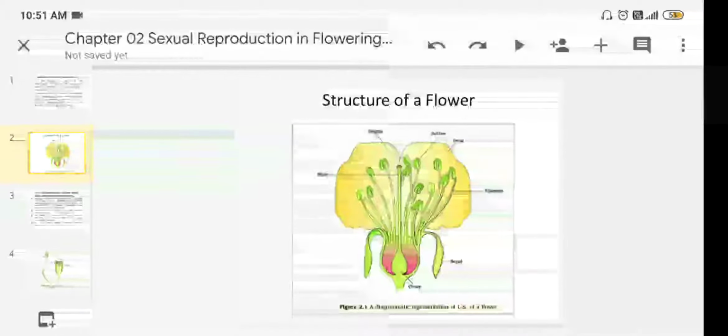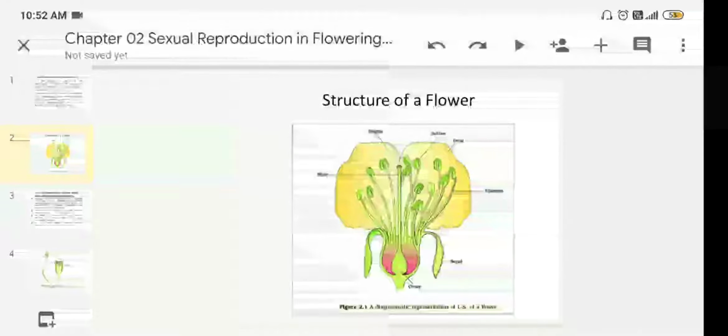There is a typical structure for a flower. A flower consists of mainly two parts. One is the accessory part and the other is the reproductive part. The accessory part includes the sepals and petals, and the reproductive parts consist of carpels and stamens.